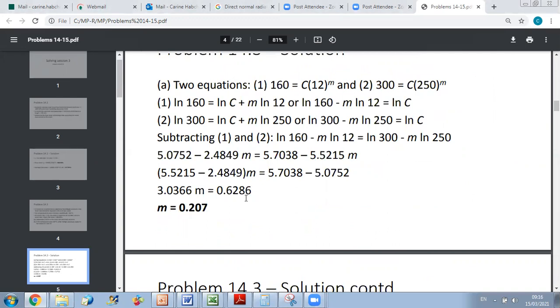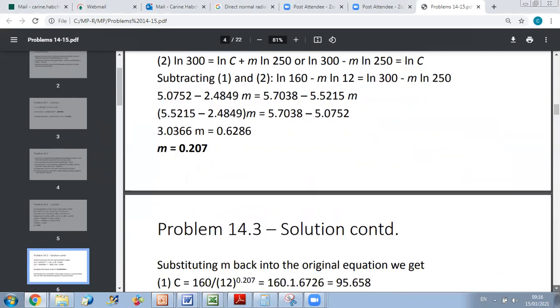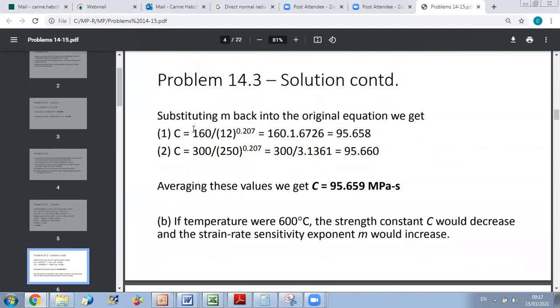Now when you perform ln operation, sometimes the solution will not be very accurate. If you replace M in the first equation and in the second, you might obtain a little bit of difference for the two C values, but it is fine. Here, for example, to be more accurate, they calculated C from the 2 points and they got the average value. But already they are close, and no need to do this. You can just, as you are used to do, solve first for M, then find C from one of the 2 points. Okay. And as we said, if temperature is increased to 600, the strength constant would decrease and the strain rate sensitivity will increase.